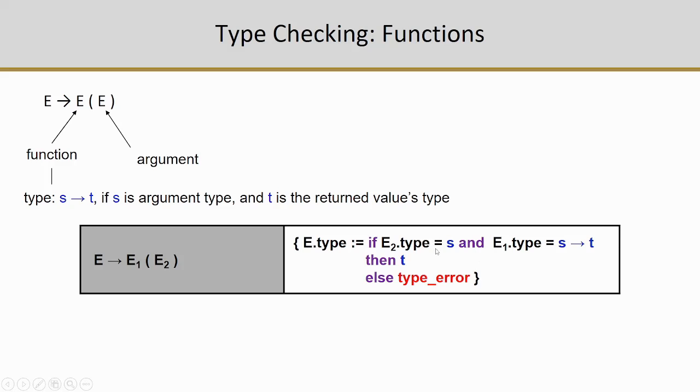But if it is S, then according to the definition of the function with type of S to T, we get back the return value with the type of T, and as a result, the function's type will be equal to the type of the return value, and it is the overall type of this expression.